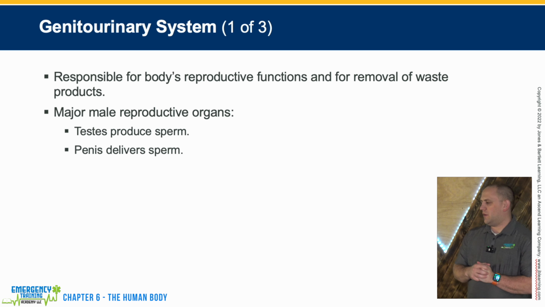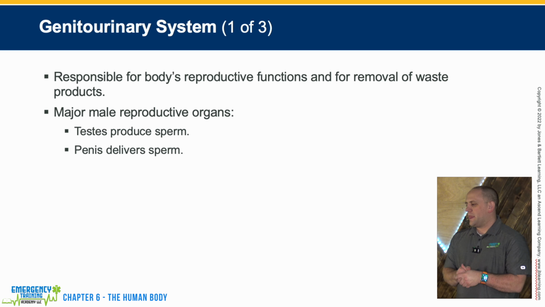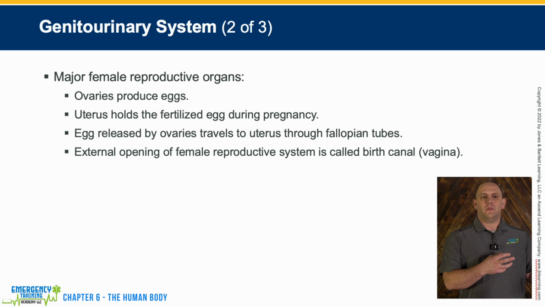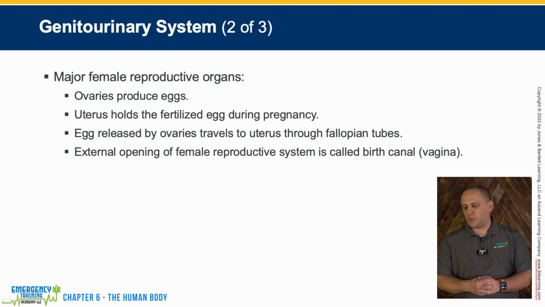So next, we have the genitourinary system. This is responsible for reproductive functions and for removal of waste products. So the main organs that we're going to have here, looking at the male reproductive system, is going to be the testes, which produce the sperm, and then the penis, which is the delivery system for the sperm. Then we have the female major reproductive organs. So we have the ovaries, which are producing the eggs, the uterus, which is meant to hold the fertilized egg and the fetus through pregnancy.